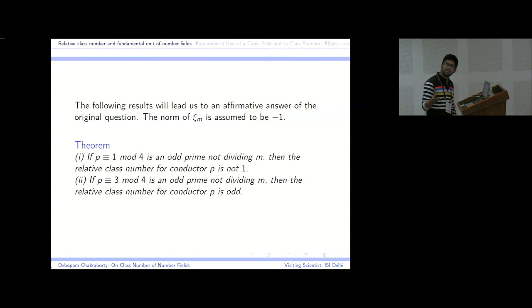If we use this theorem, it can be proved that if P is 1 mod 4, which does not divide M, then the relative class number for conductor P is not 1, but this part is not important. This part will give that the relative class number will be 1. So it says that if P is equivalent to 3 mod 4, an odd prime not dividing M, then the relative class number for conductor P is odd. Now you see, if I have a real quadratic field such that the norm of the fundamental unit is -1, so just this statement gives you that -1.